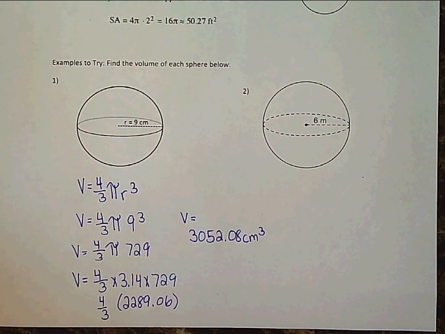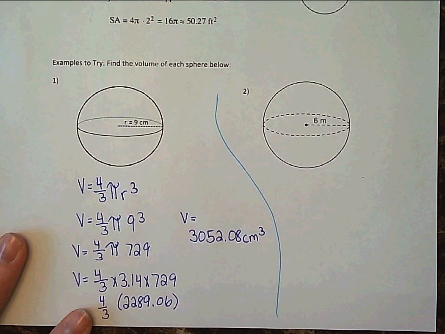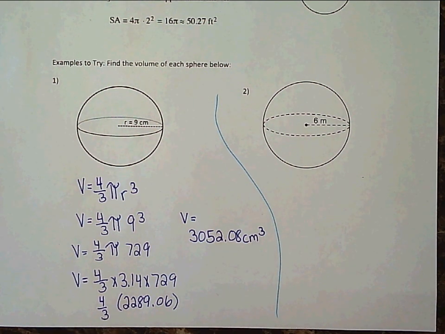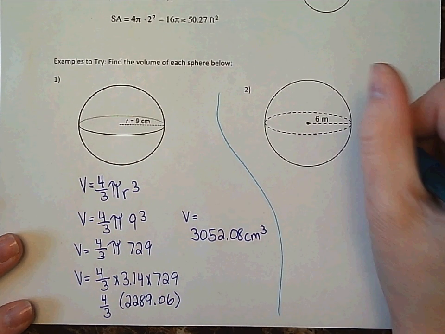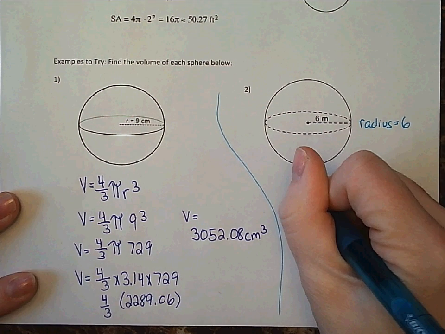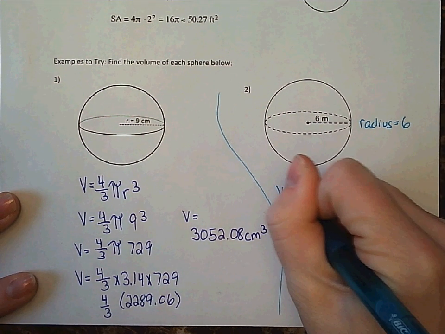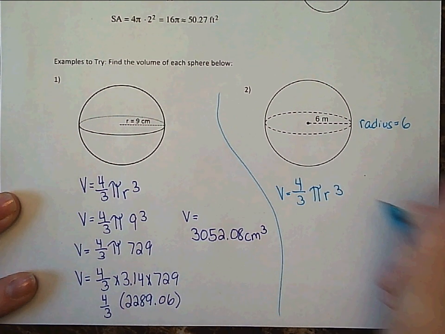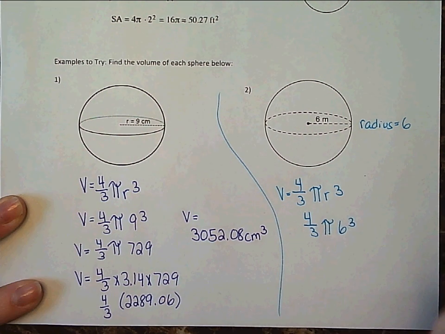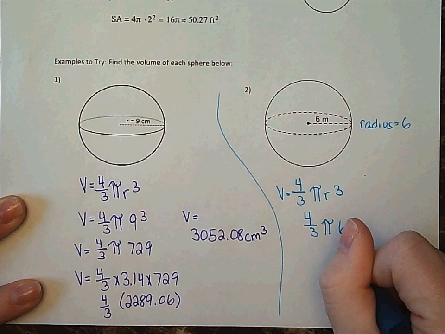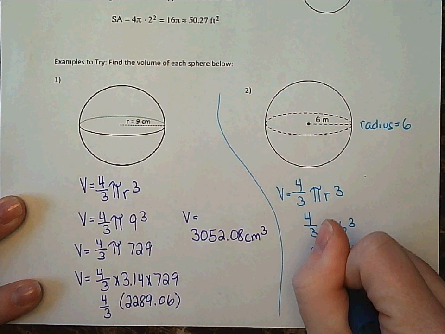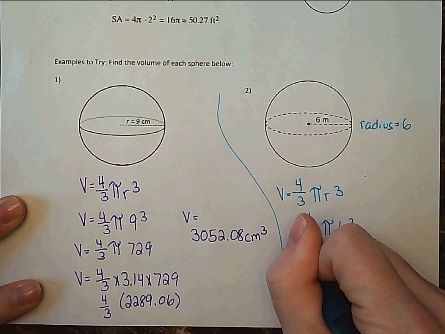Okay, now let's try with number 2. Okay, you guys try. Okay, so for number 2, let's take a look. So here we have a radius of 6. Okay, so we could do 4/3, that's the volume, pi r cubed. So in this case, our radius is 6. We have 6 cubed. So 6 cubed is 216, because it's 6 times 6 times 6, times 3.14 times 4/3.